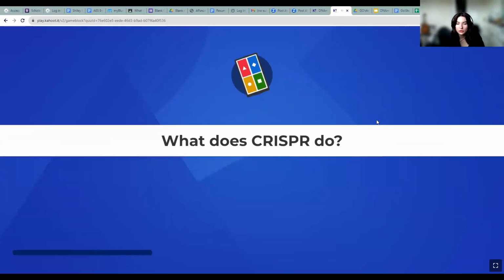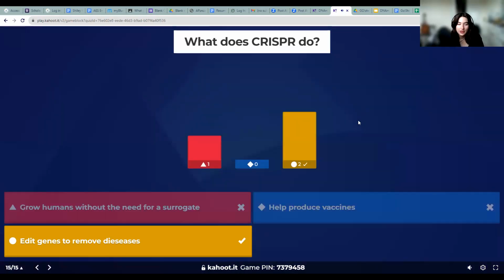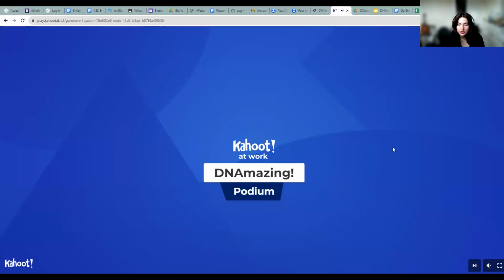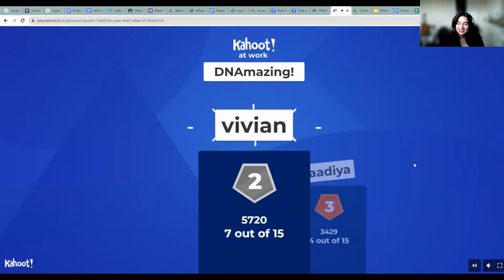And last question, what does CRISPR do? CRISPR helps edit genes to remove diseases. So it is a DNA sequencing tool. So that was it. And here is the ranking if everyone wants to see it.